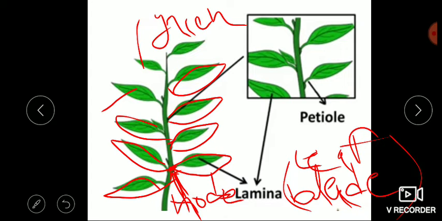Node here, here, here. And you can see here petiole. Petiole is the part of the leaf by which it is attached to the stem. Here petiole, attached to the stem.